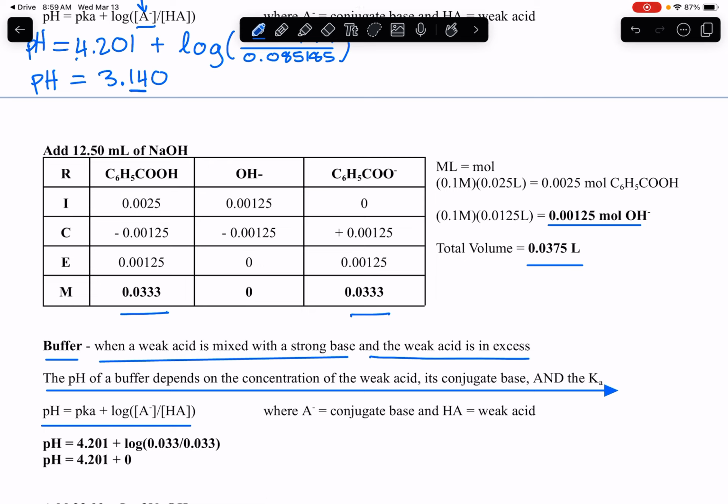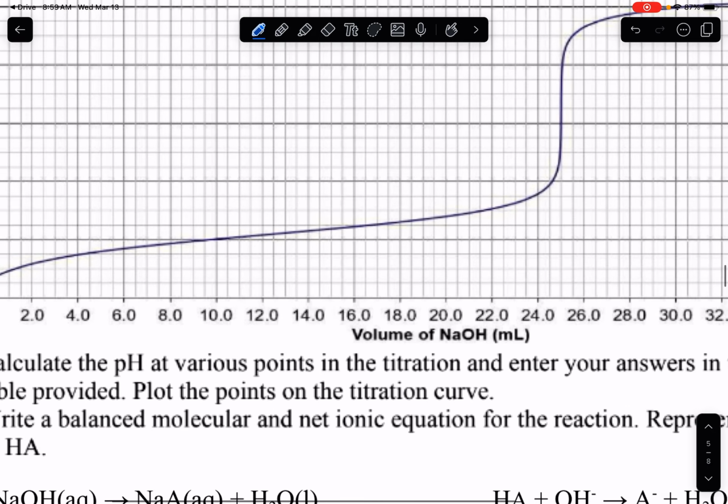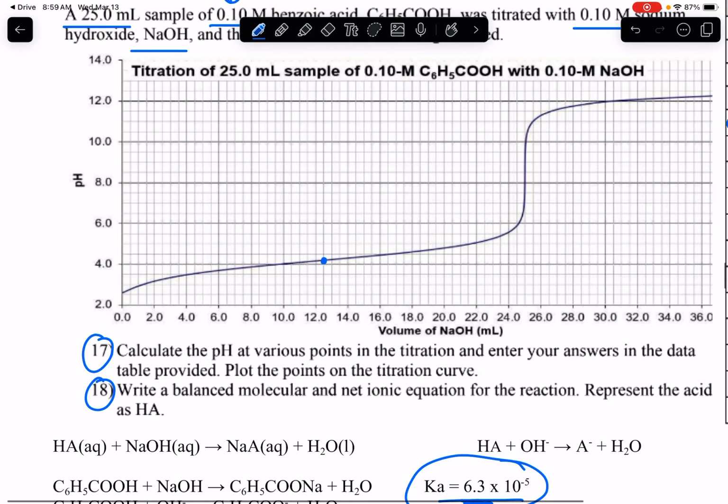Now, in a later question, I think it's question 19 on this worksheet, it says examine the pH after 12.5 milliliters of NaOH was added. What is special about this point of the titration? And mark this point on the titration curve. Well, let's go ahead and do that. So 12.5 would be right here. And notice that the endpoint is at 25 milliliters.